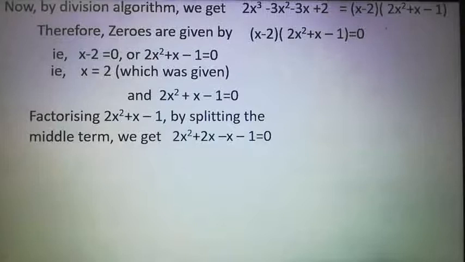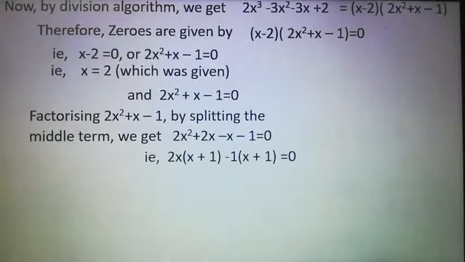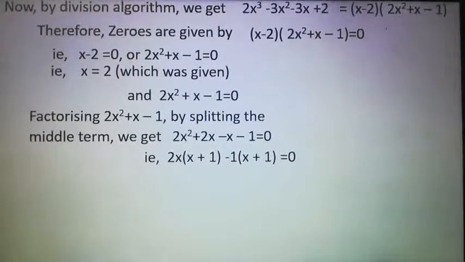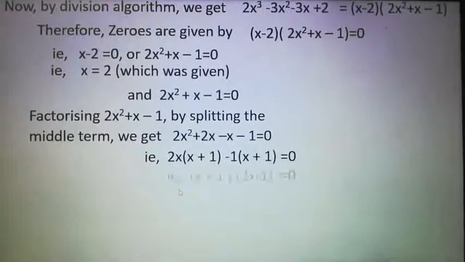Then two terms are taken, and we take the common factor from two terms by regrouping. So you get 2x into x plus 1. And from the third and fourth terms there is one negative sign common, so negative 1 into x plus 1. So that x plus 1 is a common factor now. So it is x plus 1 into 2x minus 1 is equal to 0.